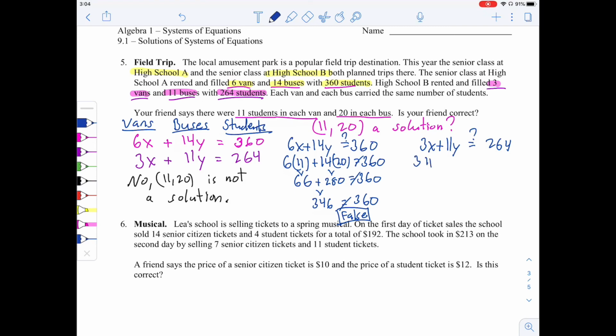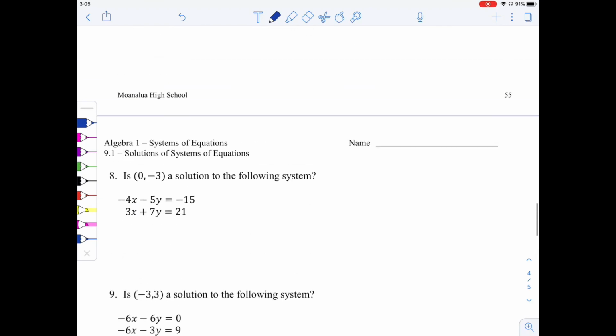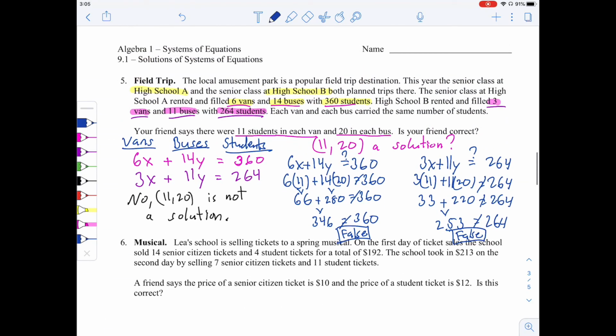If we want to do the next one, let's just see. 3 times 11 is 33, plus 11 times 20 is 220. Add those together, you get 253. That's also wrong. So both of them are false, but if already one of them is false, you know it's false. Okay, and that's it. Then complete the rest of them. So: word problem, set it up, and then see if it's a solution. That's it for these problems right here.